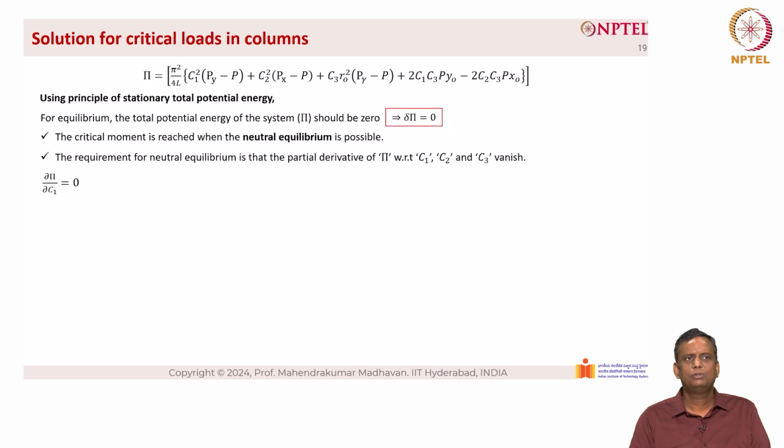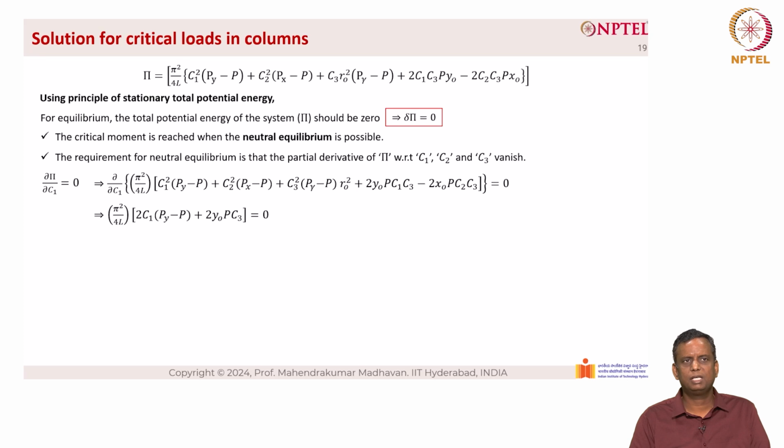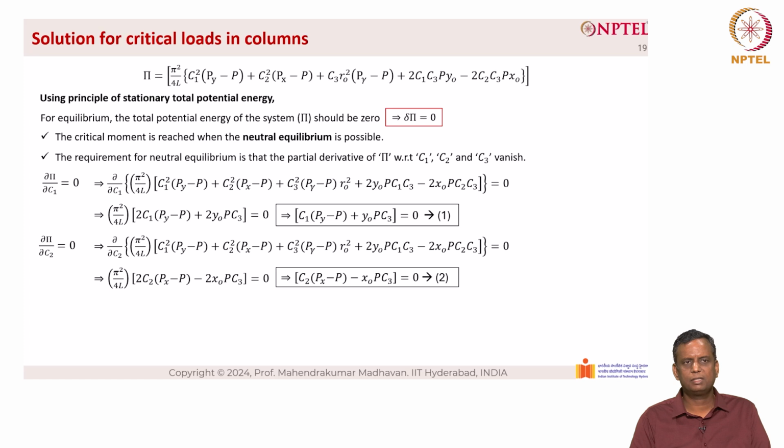So now let us do del pi by del C1 equal to 0. So we get a big equation here. When we simplify this further, we have pi square by 4L into 2C1 into Py minus P plus 2Y0 into P into C3 equal to 0. So which gives rise to the equation C1 into Py minus P plus Y0 into P into C3 is equal to 0, which is equation 1. Similarly, del pi by del C2 equal to 0. We simplify this further. When we do so, we have C2 into Px minus P minus x0 into P into C3 is equal to 0, which becomes equation 2.